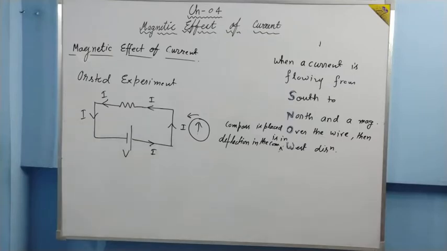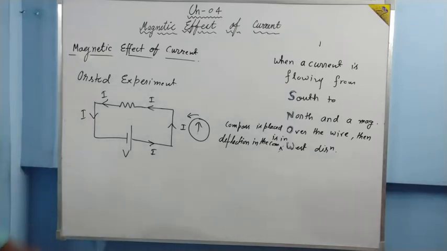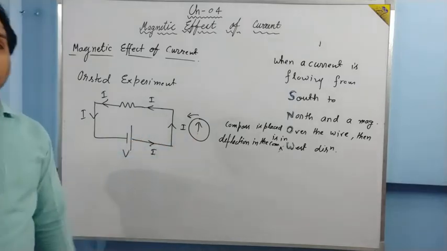So Oersted gives us the direction of the magnetic field, but he did not tell about the magnitude of the magnetic field. What do we mean when we say magnitude? Magnitude is simply the strength of the magnetic field. As we have studied electric field, in the same manner magnetic field is also there. So what is the amount of magnetic field acting over here or at a distance from the wire?